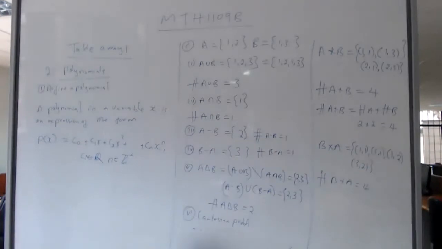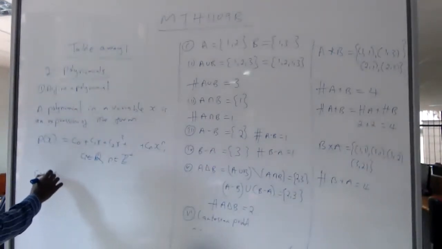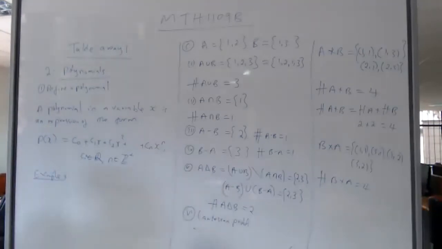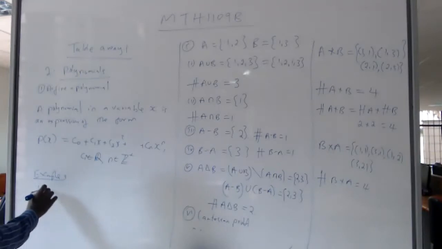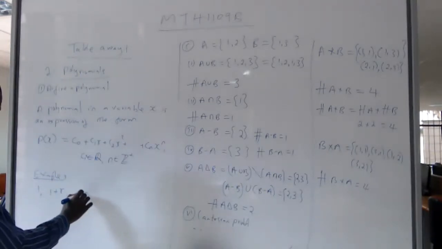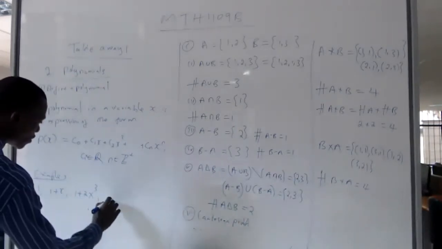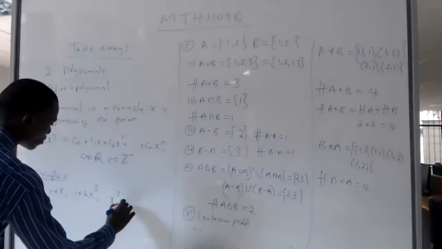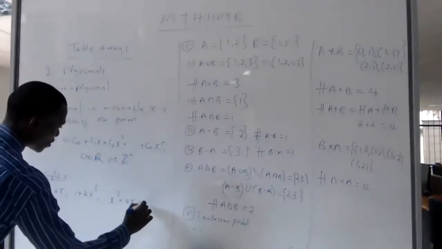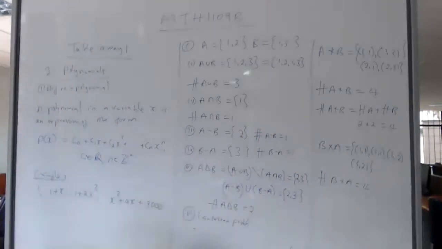Okay. So there are many examples of polynomials that you could think of. For example, all natural numbers are polynomials. I could give 1 as a polynomial, I could give 1 plus x, 1 plus 2x cubed, or x squared plus 4x plus 9,000. All these are examples of polynomials.